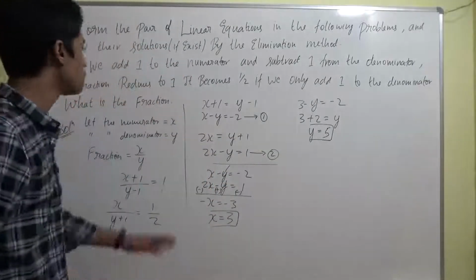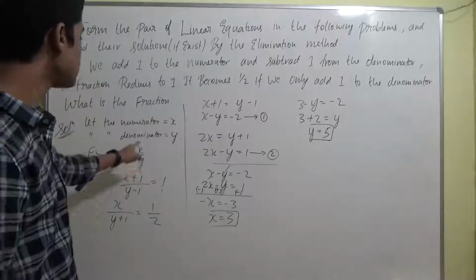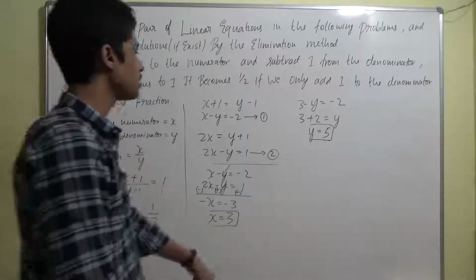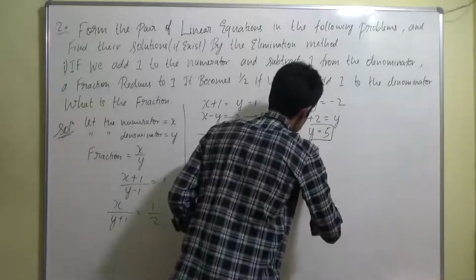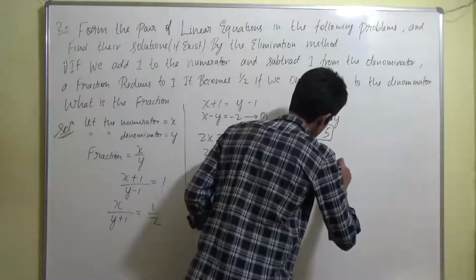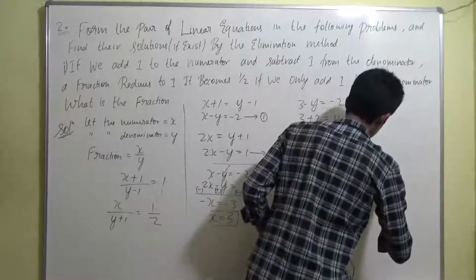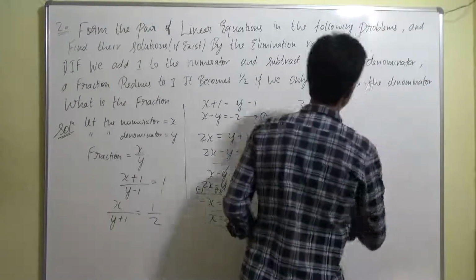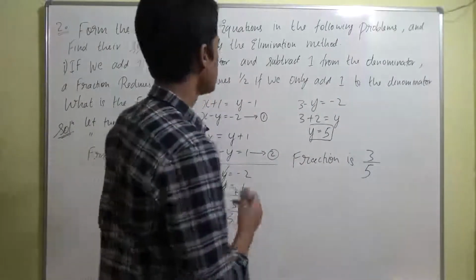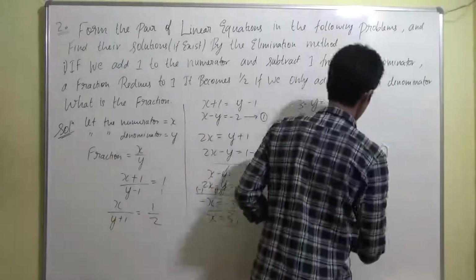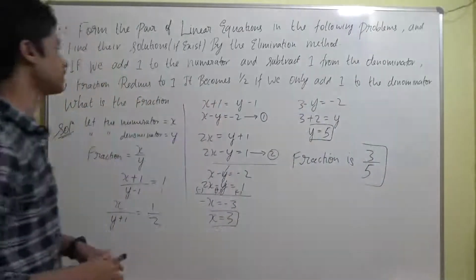Done. So what is the fraction finally? The fraction is x by y, which means 3 by 5. So the final conclusion is that the fraction is 3 by 5. Done. That's it, guys. You found the answer to this question.